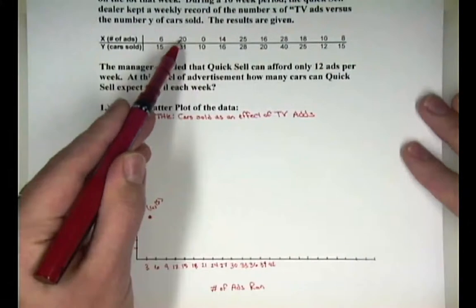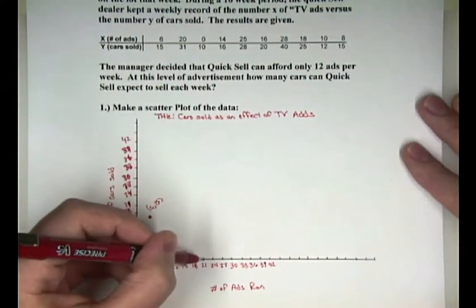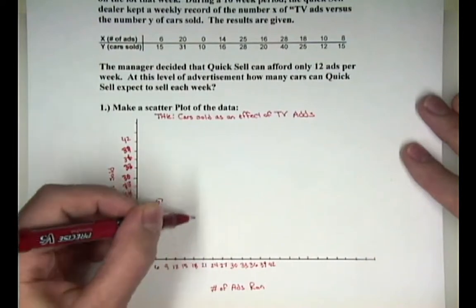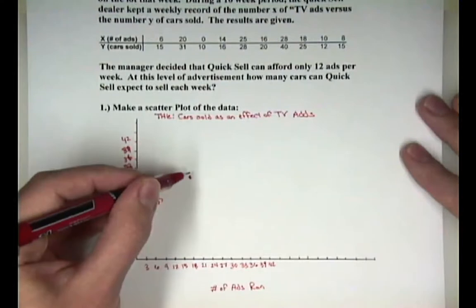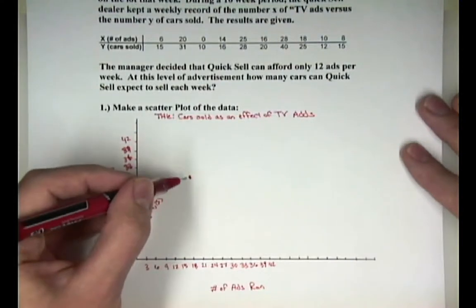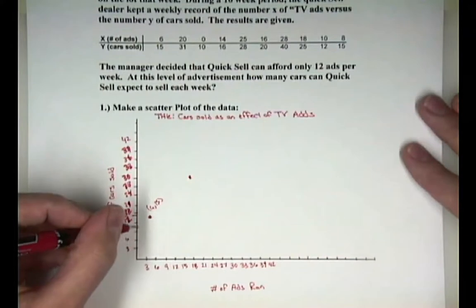So 20 on the x and 31 on the y. So we go out to 20 on the x and we go up to 30 on the y and we put a dot. And you can mark the dot with what the coordinate is if you like, but we're just trying to get a rough idea, so I'm not going to.